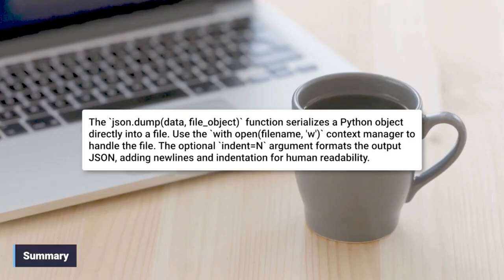To summarize, json.dump is how you write Python data to disk in the universal JSON format. This concludes our JSON section.